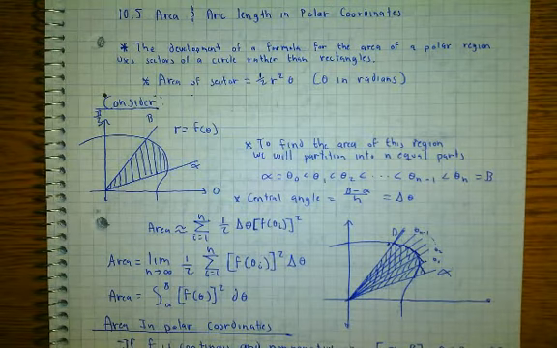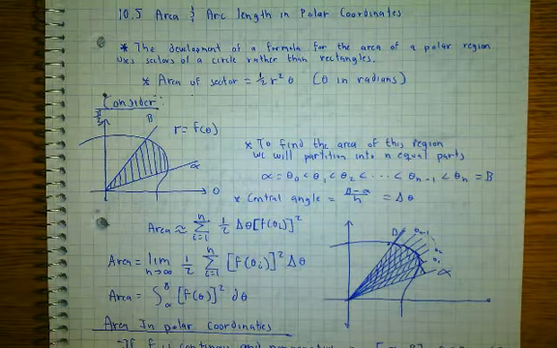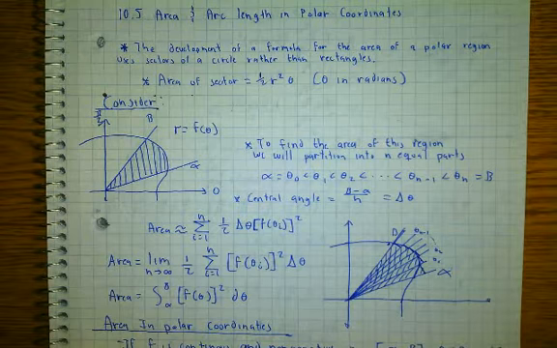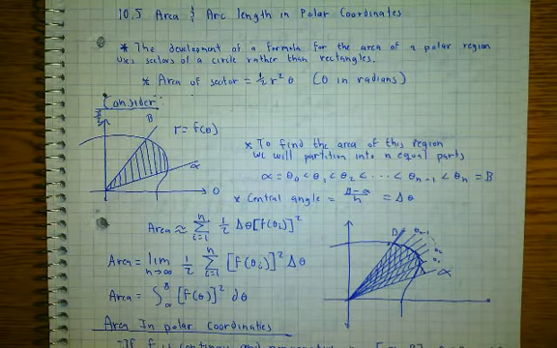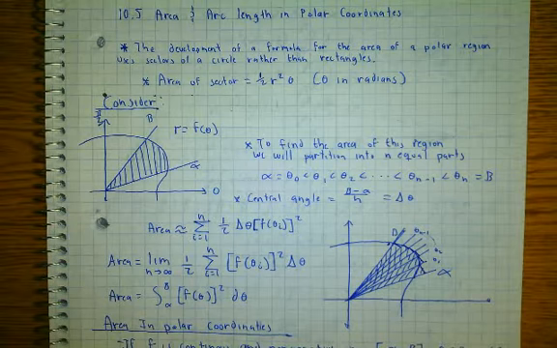rather than rectangles. So remember back in, what was it, chapter 5-ish, we first talked about Riemann sums, and how we can split up a graph into multiple rectangles of different widths, etc. Well, with polar, we're not going to use rectangles. We're going to use sectors. So we're going to go back to geometry for a moment.